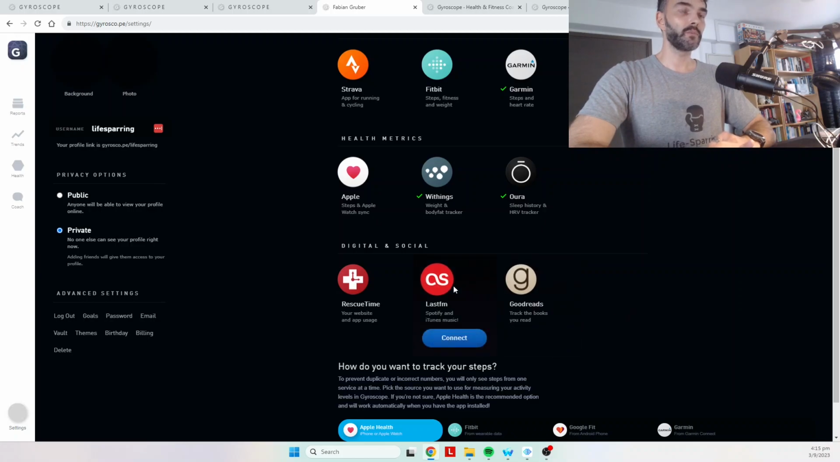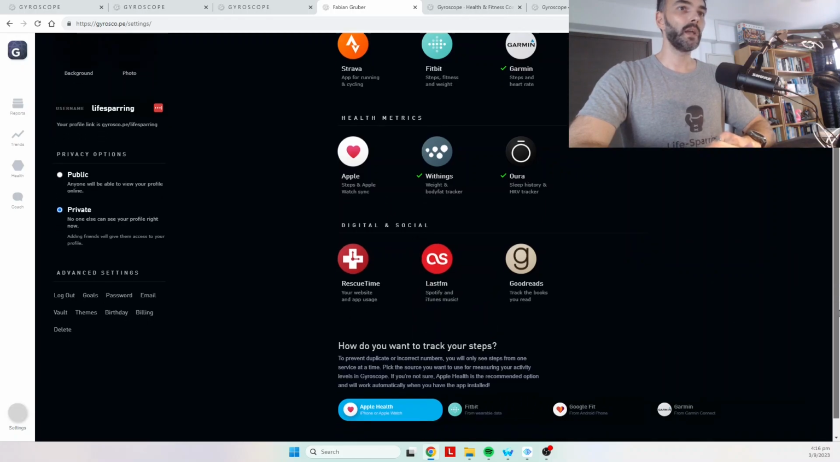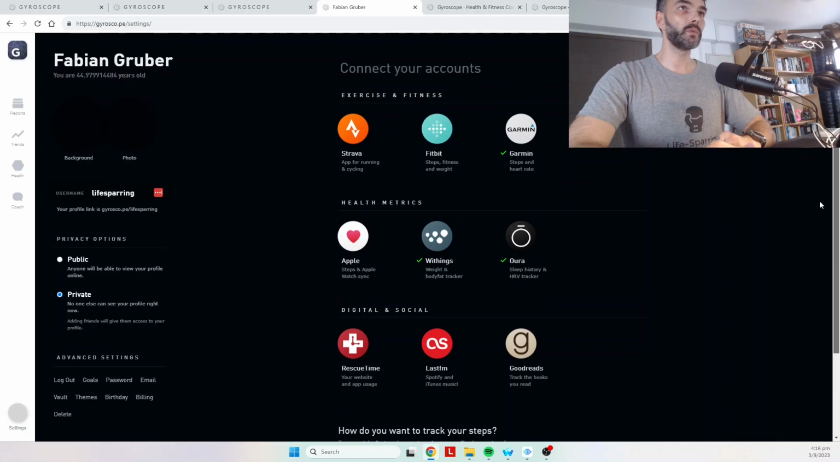Last.fm shows pretty much everything you listen to on Spotify and other streaming services. Goodreads shows all the books that you're reading, especially if you're reading on Kindle or if you manually put them in. RescueTime is software that I know, but I'm not using it. It measures what you spend your time on on your computer or maybe even your mobile phone. And you can put all this data together.